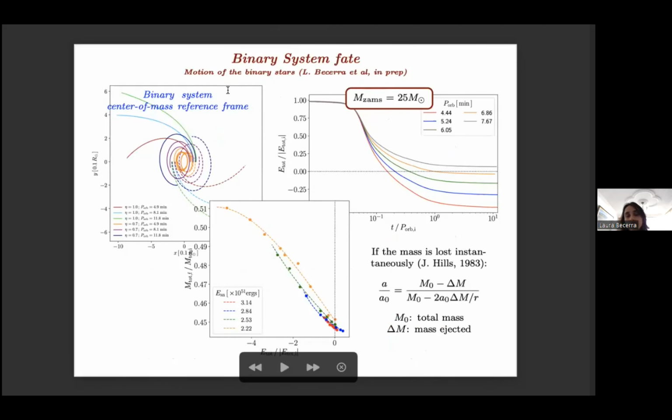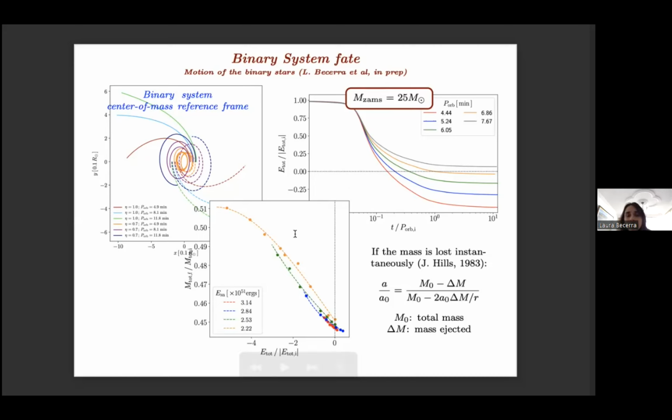Also with this kind of simulation, we can address the question whether the binary system remains bound or unbound after the supernova event. And usually it is assumed that when a supernova event happens in a binary system, if the material ejected by the supernova is more than half of the initial mass of the binary system, this system remains unbound.